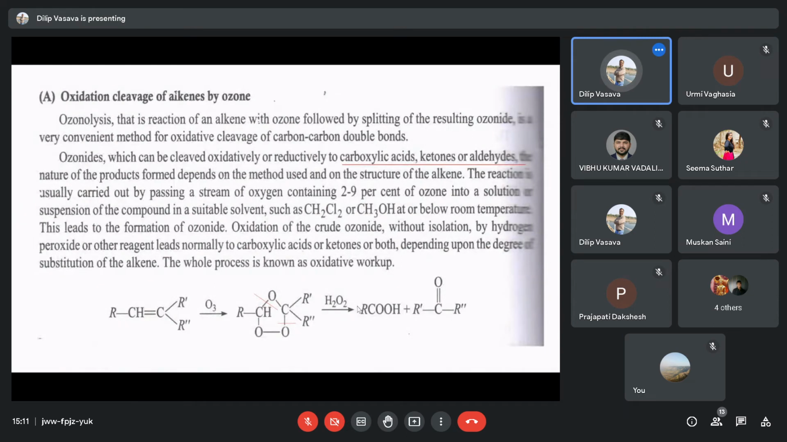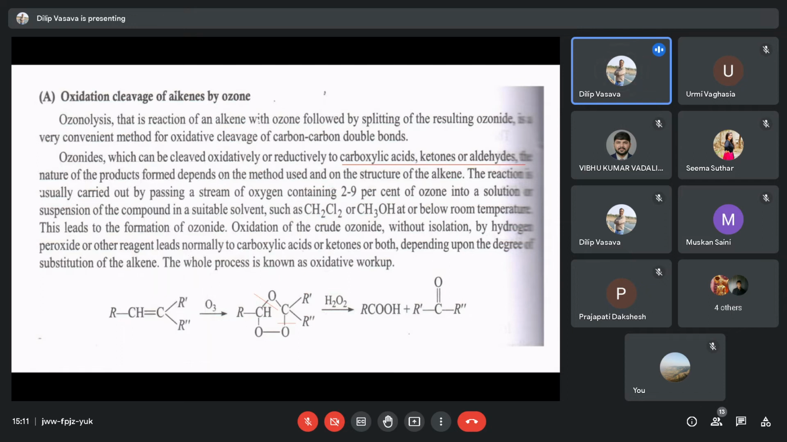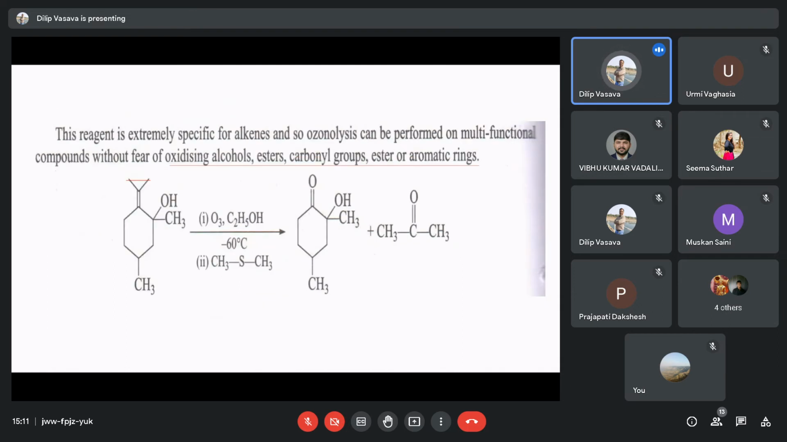Okay, so welcome back again. Now oxidation of the alkene by ozone. We are using ozone, O3. In the reaction, it is mentioned how the ozonolysis is taking place.